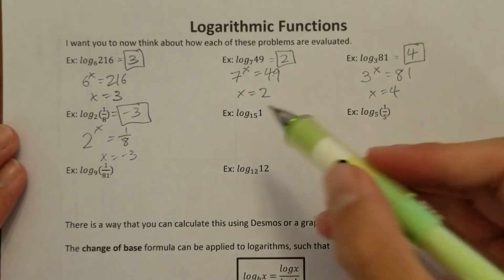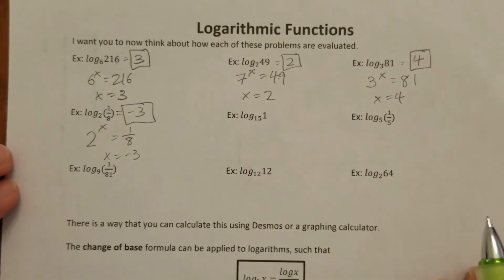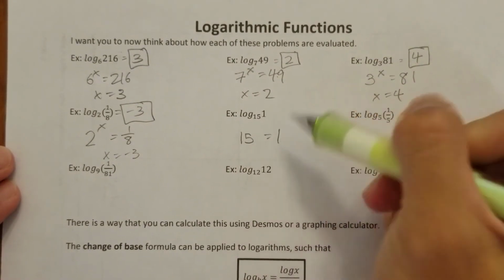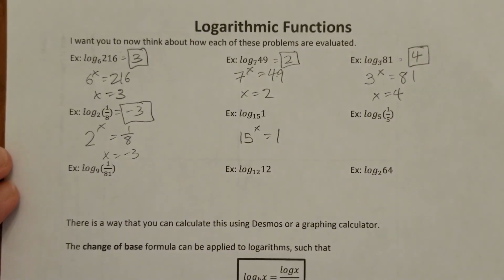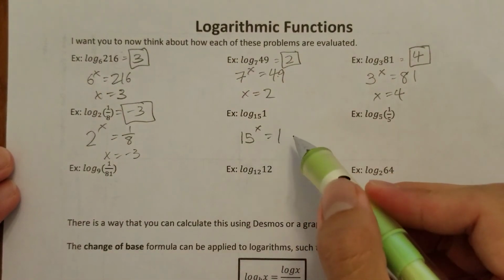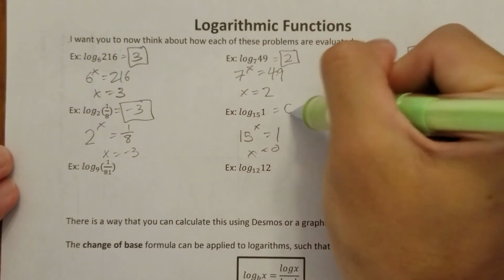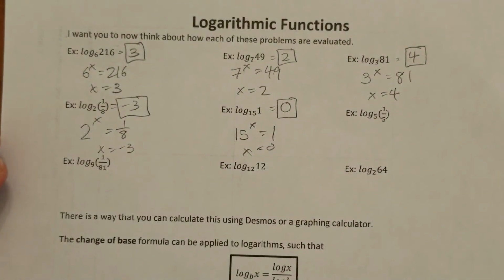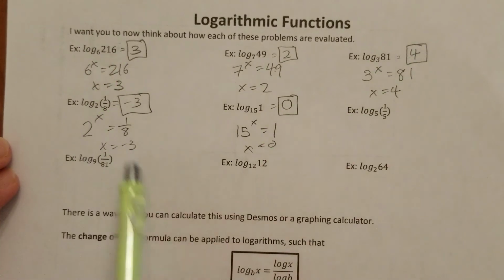Okay. Log base 15 of 1. Okay, so this is our base. This is our answer. Our goal is we are trying to find an exponent. Okay, so if you think about it, anything to the 0 power is going to be 1. So x equals 0. So this means that log base 15 of 1 is going to be 0. Okay, so now I did the 5 the way that Mr. Cam would present it to you.